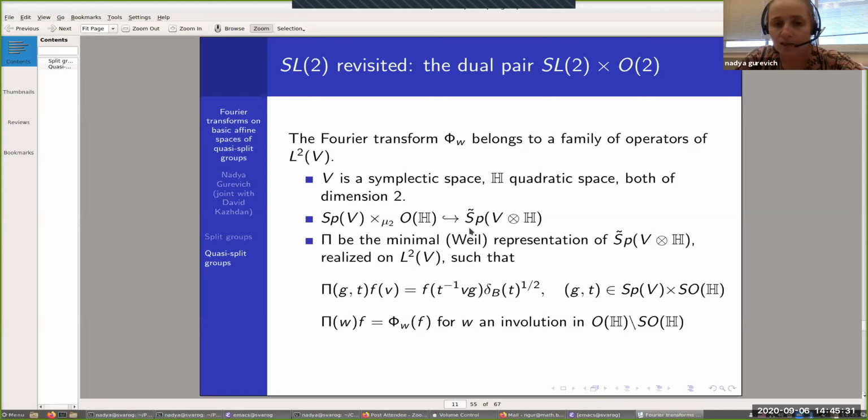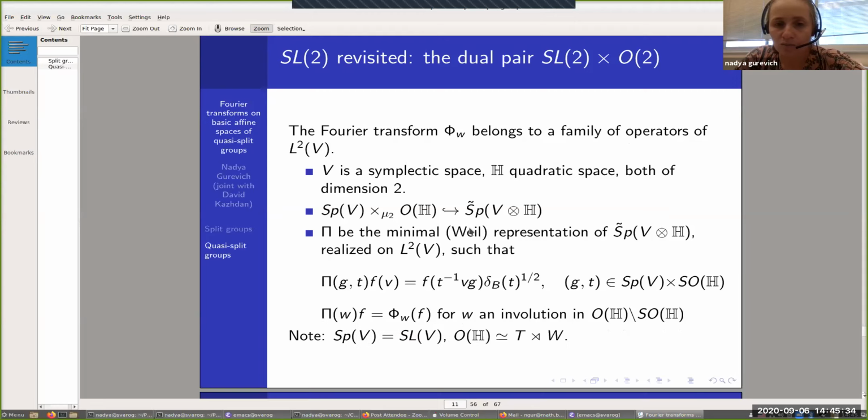And in this way, we actually see that since the symplectic group is just SL2 and the orthogonal group is just a torus, which is a multiplicative group, semi-direct product with W, we get naturally from the minimal representation on SP4, which has not appeared at all before, by restriction of this representation, a natural extension of the action of G times T to G times T times W.